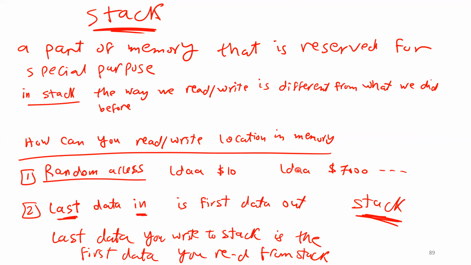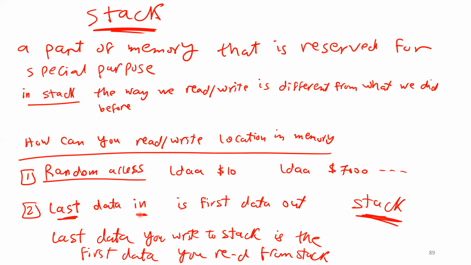That's what we did. This is how we used the memory before, and the way we accessed the memory was random. Random means we can write anywhere, there is no specific sequence, and you can read from anywhere. But stack is different. For a stack, to read or write, we have a rule. What is the rule?